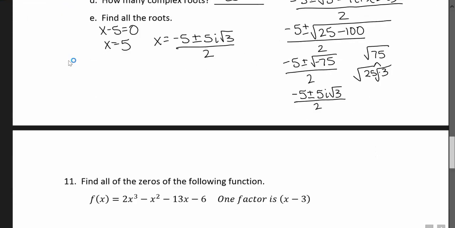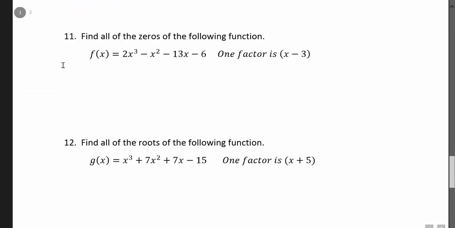All right, you guys, we're almost done. Number 11, find all the zeros of the following function. When you're given one factor, you're able to jump right into synthetic division. So find all zeros. There should be 3 zeros. You are given 1. Right now we know x equals 3. So 3 goes in the house. 2, -1, 13, and -6. There are no gaps, so no zeros need to be put in.